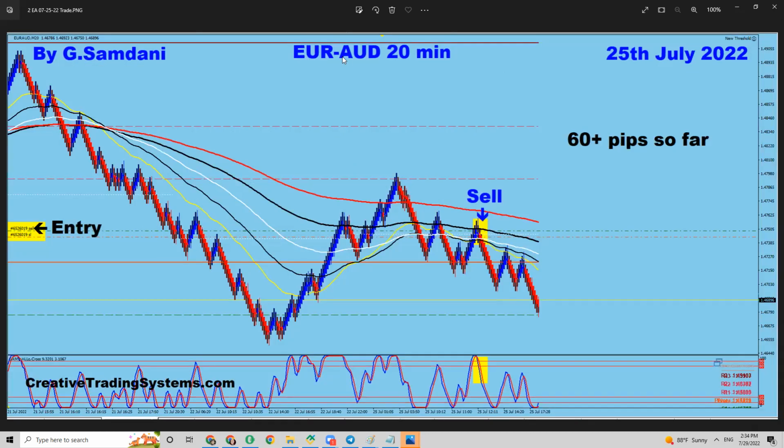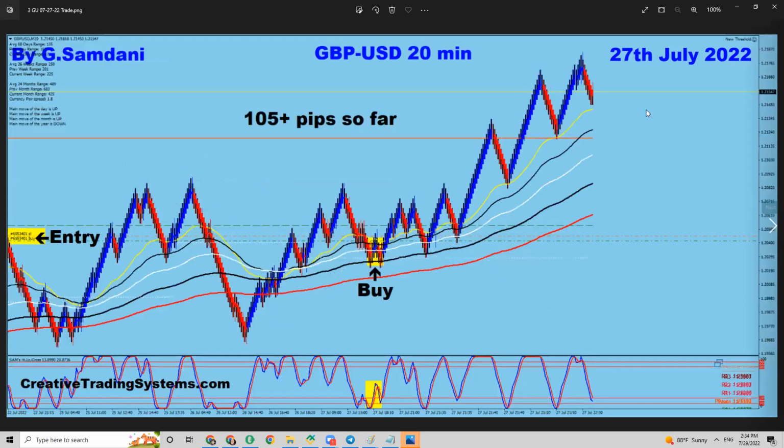On the 25th, Euro Aussie, you can see a beautiful short setup here and it went down, not much, but 60 pip. Usually Monday is slow. Then on the 26th there was nothing, and on the 27th you have this pound USD again, and it is 105 pip so far from this long here, with several entries, and it went all the way up to the side.